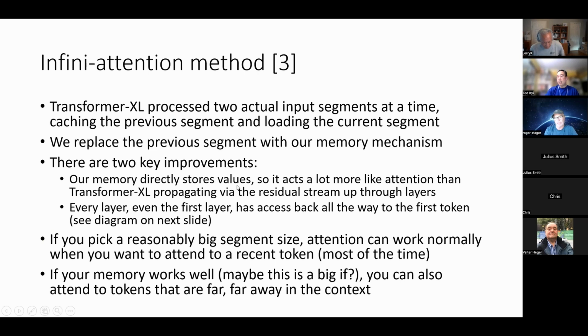Okay, so this is not like an RNN where you have to kind of decide what to keep and pass it on down and hope the state makes it. No, it's a freaking memory. If you store it, you can actually store it with fairly high fidelity. Okay. And then the other effect, which we'll see on the next slide, is that every layer, even the first layer, has access all the way back to the first token.